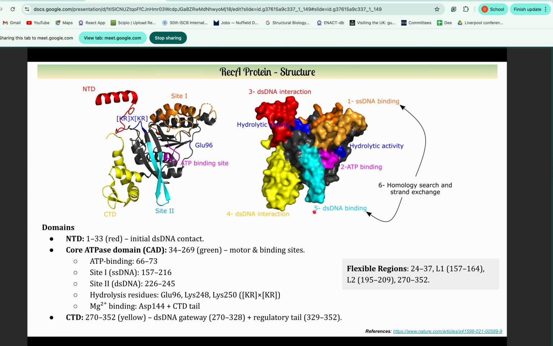Similarly, this 5 is also involved in double strand DNA binding. Now this 5 and first, which is in orange, these 2 regions are involved in homology search and strand exchange. And a similar thing is defined over here.